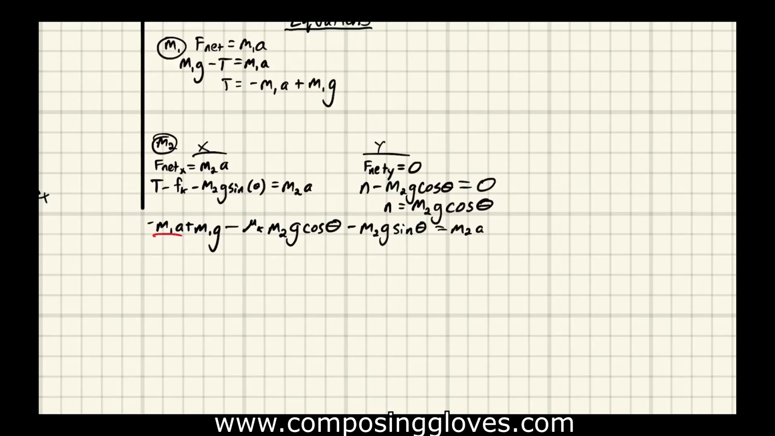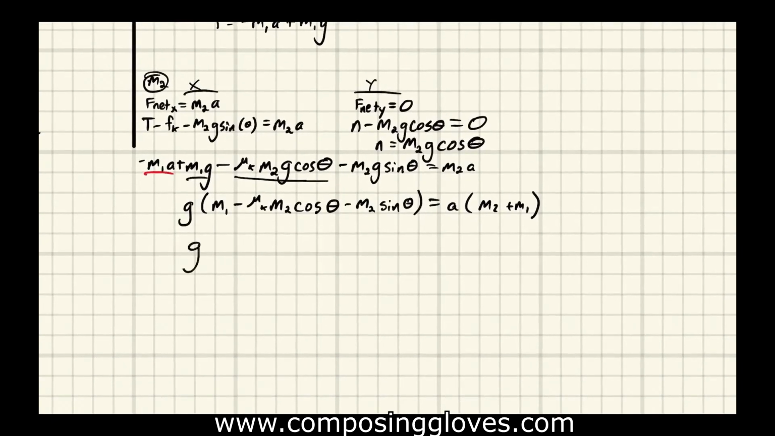I'm going to factor the G out. So we have a G out here. And it's going to be M1, this term, minus mu sub K M2 cosine theta, this term. And we took the G out, right? We just removed that. Minus M2 sine theta. And we took the G out. That's going to equal A times M2 plus M1. I just moved it over and factored out the A. And then we have our answer.